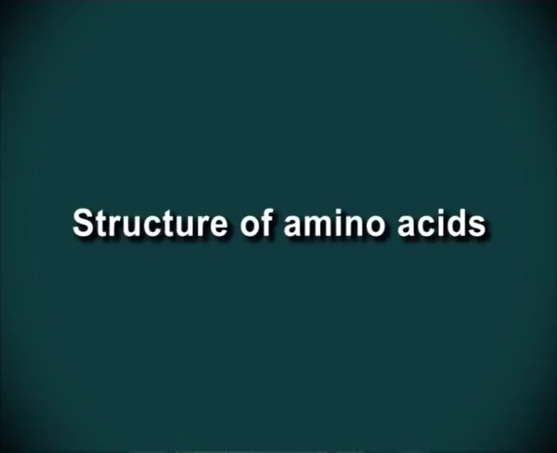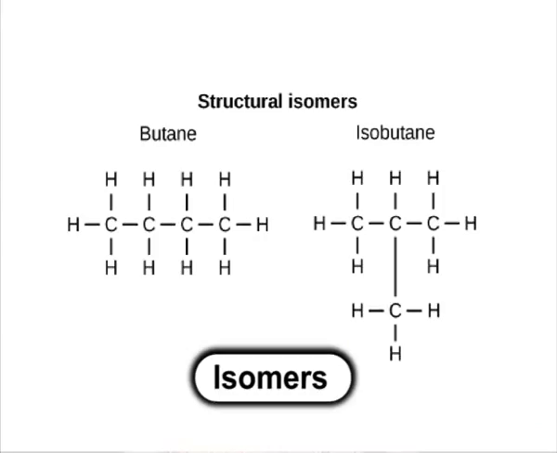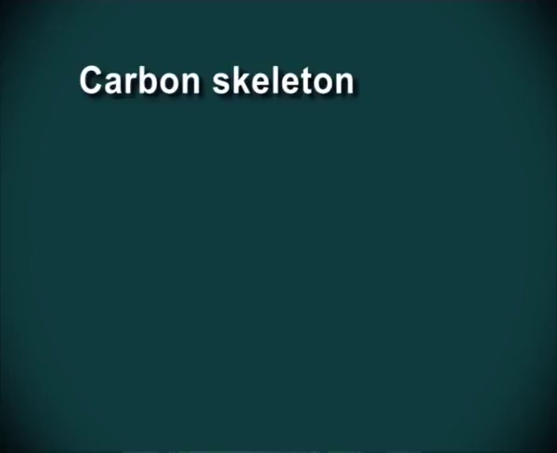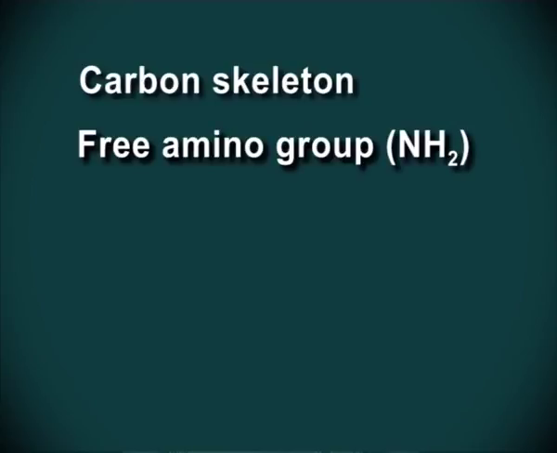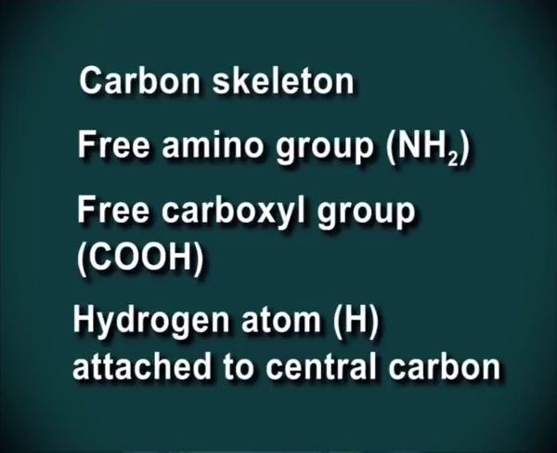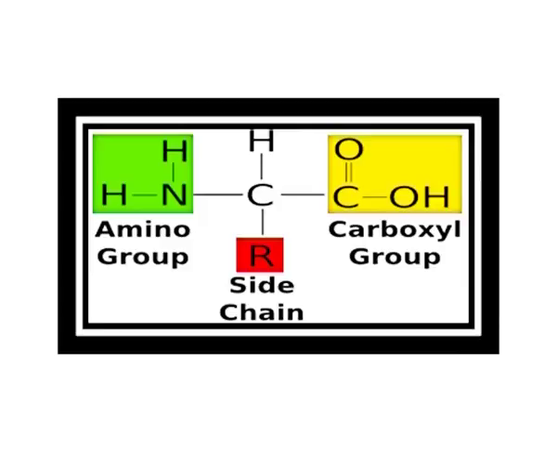Structure of amino acids. Amino acids are the basic units for proteins and exist as isomers. Most of the naturally occurring amino acids are of L form. Typically, an amino acid has three features, as shown on the screen. It comprises a carbon skeleton, a free amino group that is NH2, a free carboxylic group that is COOH, and a hydrogen atom which is attached to the central carbon. The amino group, that is N, of one amino acid is joined to the carboxylic group, the C, of another amino acid.